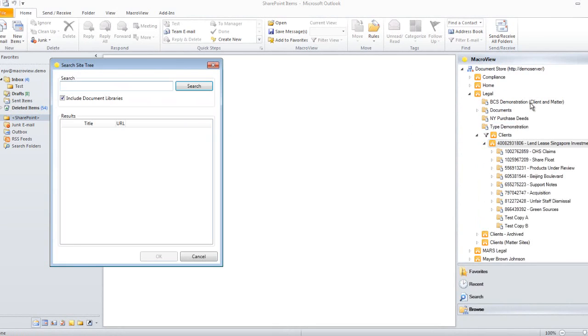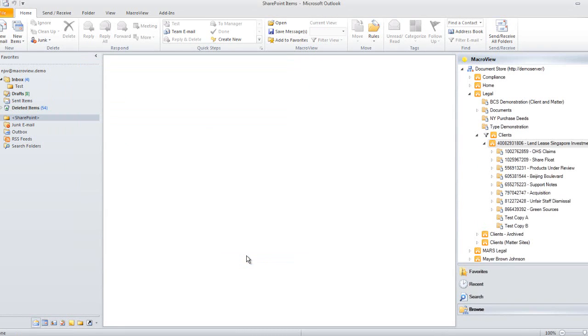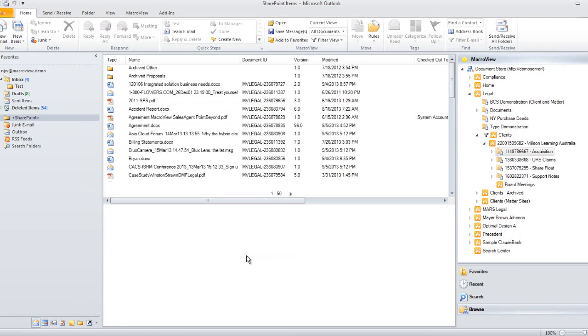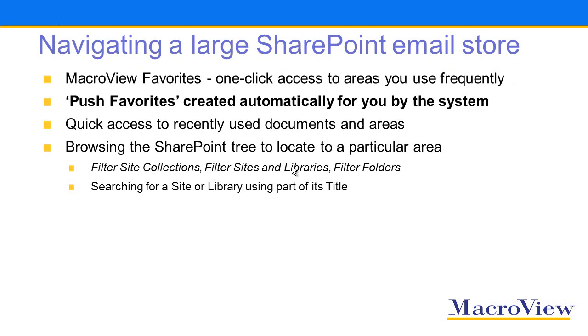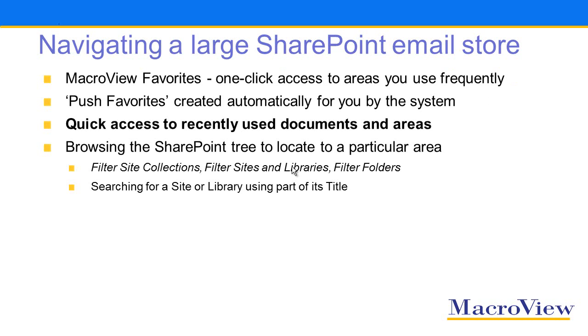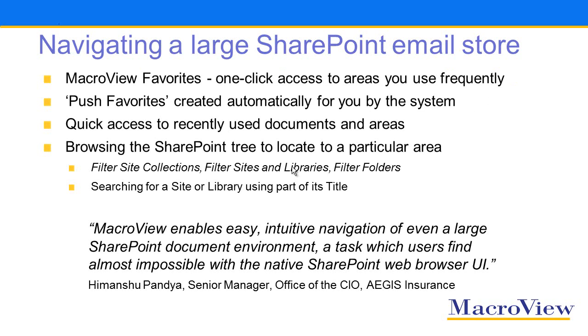The right-click Search Site Tree facility allows you to locate to a site or library using part of its title. Because it's an index search, the location is done quickly even when the document store becomes very large, or when the area you're locating to is deeply nested. We've seen how the Favorites mode of MacroView enables one-click access to the areas that you use frequently. The Recent mode also helps with location, as does the Browse mode, which allows you to efficiently navigate across a very large SharePoint document store.